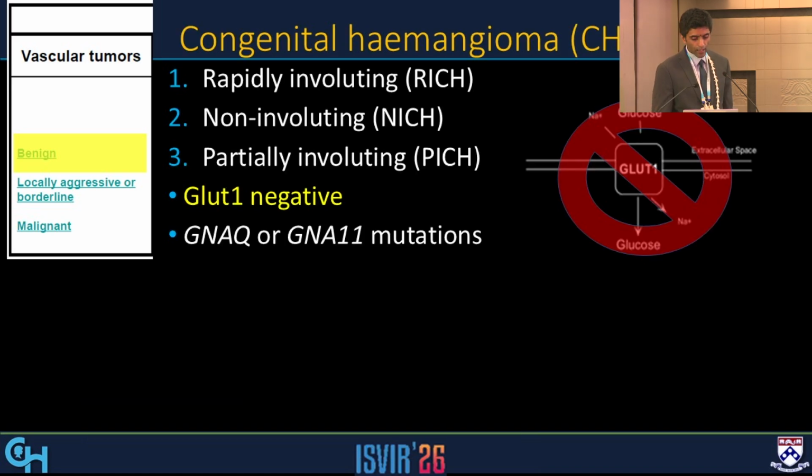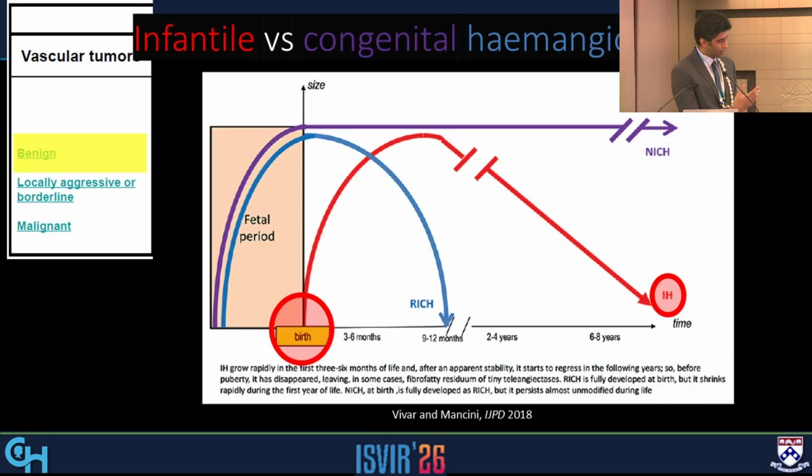Congenital hemangioma, three types: rapidly involuting, non-involuting, partially involuting. Dr. Sarda covered this in his talk. GLUT1 negative, remember that, so it does not stain for this glucose transporter, and then mutations are GNAQ and GNA11, similar to capillary malformations, but of course these are tumors and not malformations. So this is the thing to look for. Infantile hemangioma is not present at birth and involutes slowly over the first decade of life. You have non-involuting and partially involuting congenital hemangiomas that present in utero, but sometimes involute, sometimes they don't. But you have to keep that in mind.